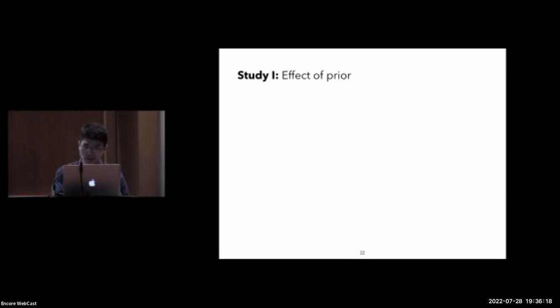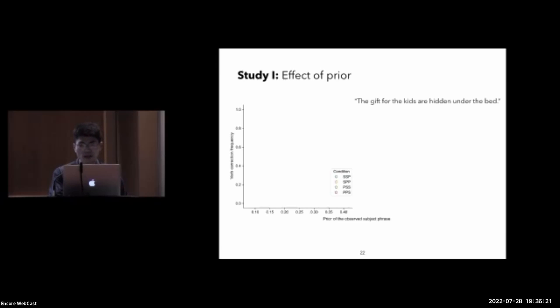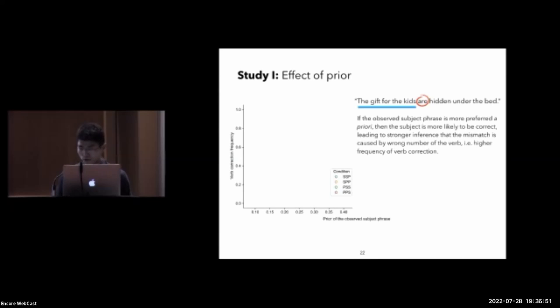And to show this effect a little more clearly in the data, I'm going to plot two quantities computed directly from the data. On the y-axis, I'm plotting the verb correction frequency, basically how likely people are to change the verb. And on the x-axis, I'm plotting the prior judgments of the observed subject phrase. So for example, the intuition is as follows. In this case, the gift of the kids are hidden in the bed. Suppose the observed subject phrase is more preferred a priori, then the subject is probably more likely to be correct, which will lead to a stronger inference that the mismatch is probably caused by a wrong number of the verb. Therefore we would expect higher frequency of verb correction as the prior of the observed subject phrase increases. And this is exactly what we see in the human behavioral data.